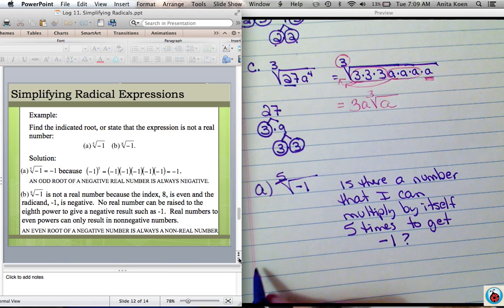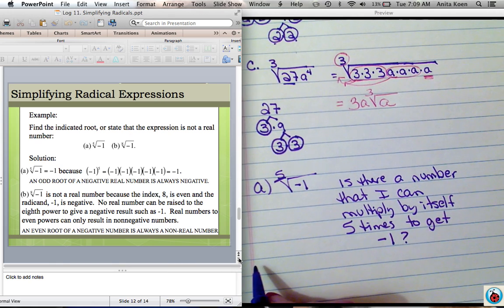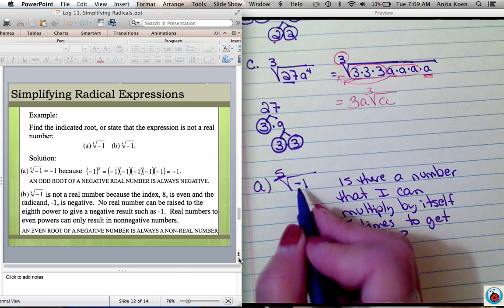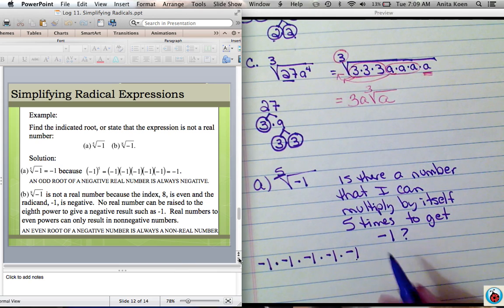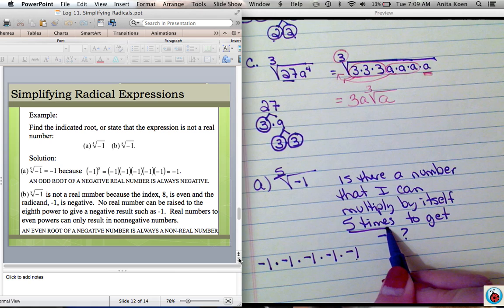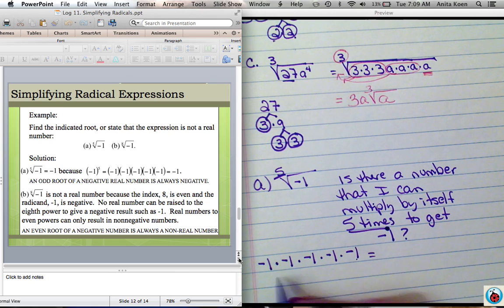Well, let's check and see. I'm thinking that -1, if I multiply 1 times 1 times 1 times 1, it's going to be 1. So let's do -1 times -1 times -1 times -1 times -1. That's 1, 2, 3, 4, 5 -1's. So I've multiplied -1 by itself 5 times. Let's see what I get. Well, a -1 times a -1 is 1. -1 times -1 is 1. And then I have a -1 left over. So 1 times 1 is 1. And I have this -1 left over.